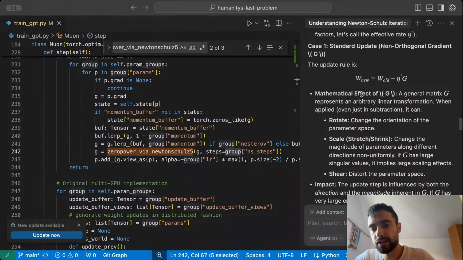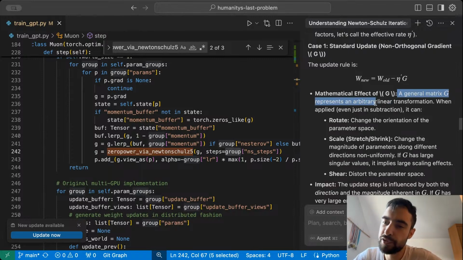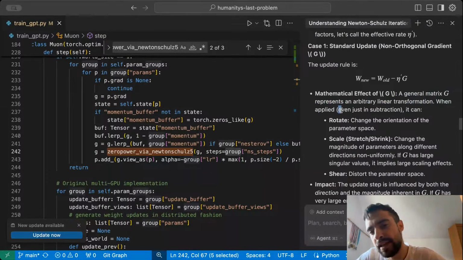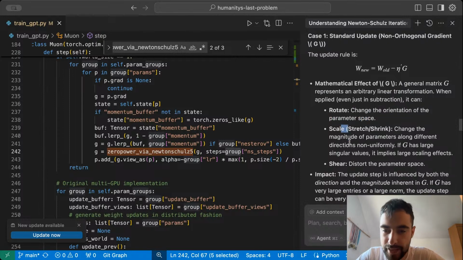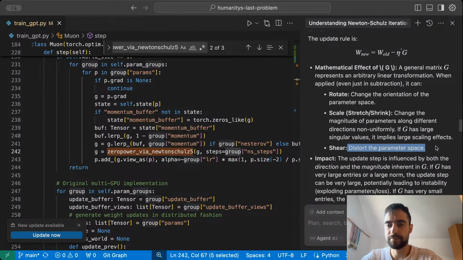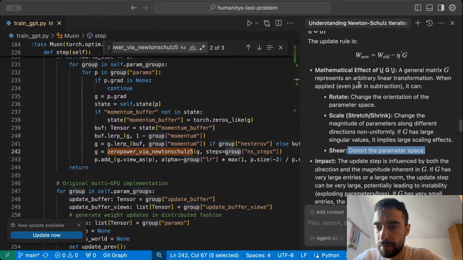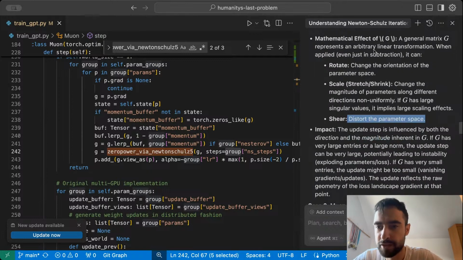Mathematical effect of G. A general matrix G represents an arbitrary linear transformation. Okay. When applied, even just in subtraction, it can rotate, scale, shear. So we have these two vectors. You multiply them with a matrix, it can rotate the two vectors or one vector, or it can reflect. Okay, that's what a matrix does. Multiplication with a matrix is called linear transformation.